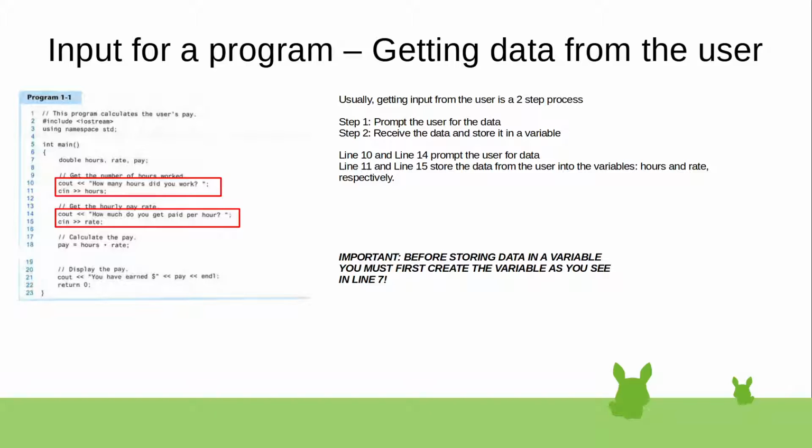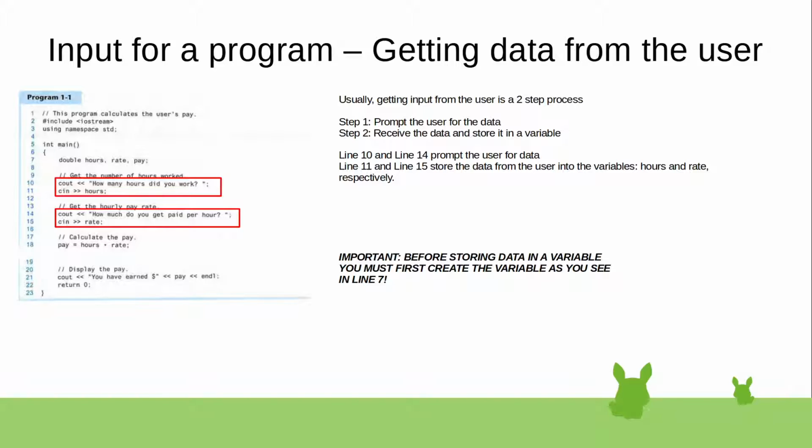Okay? So we have a program here, and you'll notice I put 2 red rectangles around 2 parts of the program. The first box is getting the number of hours worked, and the second box is getting the hourly pay rate. So what you're doing is you're prompting the user, you're letting the user know in line 10, hey, how many hours did you work? Then line 11, you're going to receive the data, and you're going to store it in the variable called hours. In line 14, you're going to ask them, how much did you get paid per hour? And in line 15, you're going to receive that data, and you're going to store it in the variable called rate, which you defined on line 7.